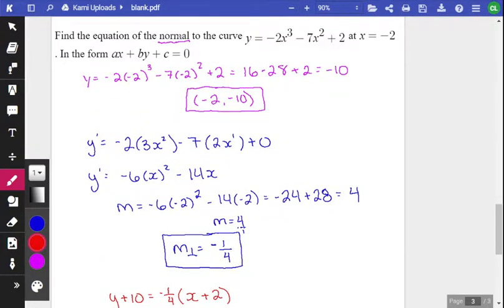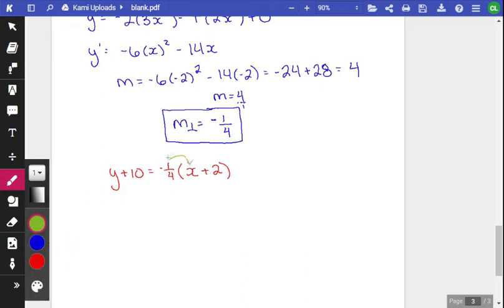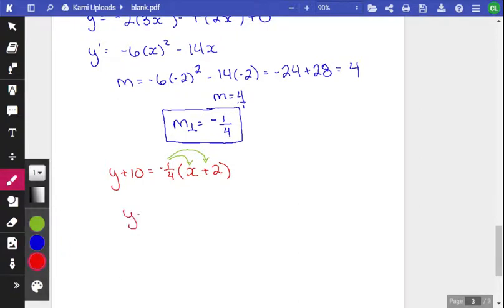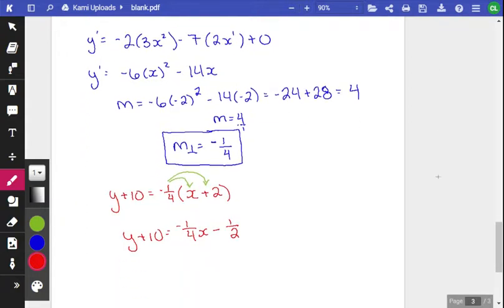However, our question wanted us to put it in the form ax plus by plus c. So we need to rearrange some things. We need to first expand this out. So we're going to have y plus 10 equal to negative 1/4 x plus 2/4, which is 1/2, and it's actually going to be negative, so I'm just going to change that right here. Negative 1/2. So this form wants everything to be over on one side and it to equal 0.